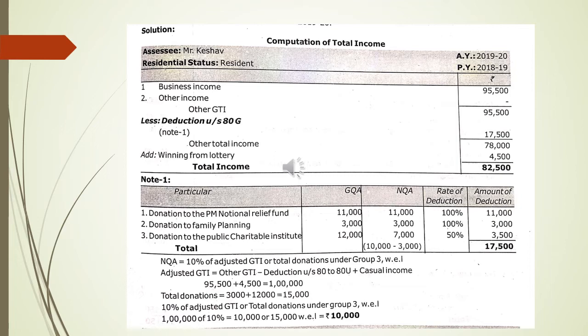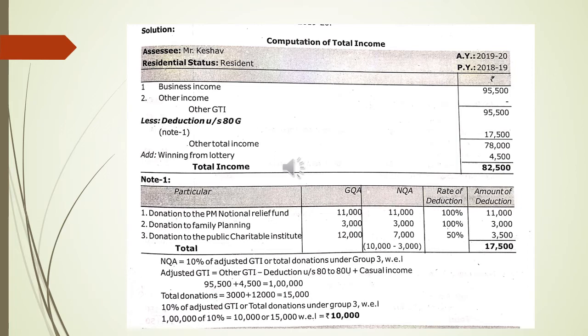Look at the answer. His business income is 95,500 and we have to add if there is any other income. It is clearly given only winning from lottery. Winning from lottery is nothing but casual income. So casual income we will not add to gross. We will add it at the end after giving the deductions. So your gross total income stands at 95,500.